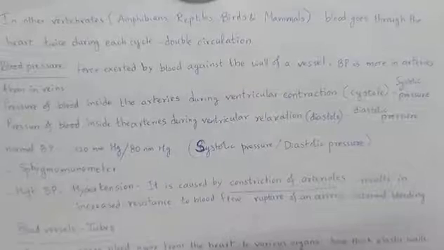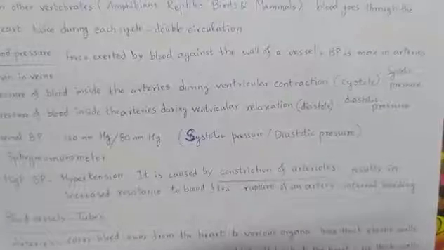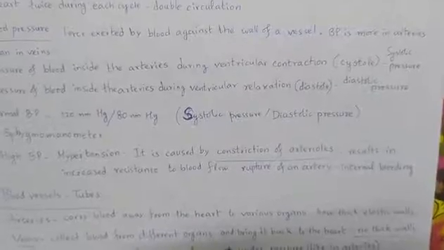Pressure of blood inside the arteries during ventricular contraction or systole. Systole means ventricular contraction. When ventricles are getting contracted, some amount of pressure will be there on the walls of the arteries by the blood. This pressure is known as systolic pressure.